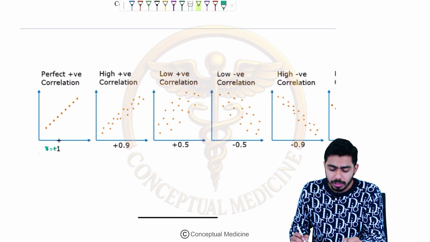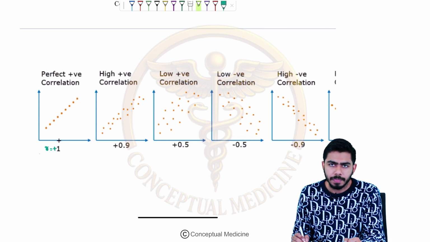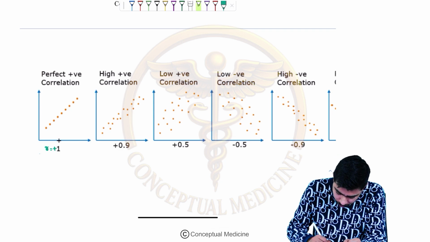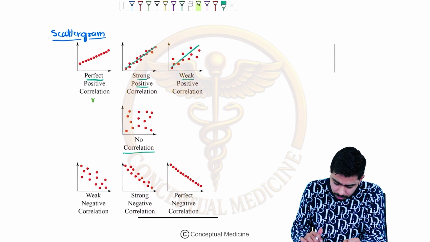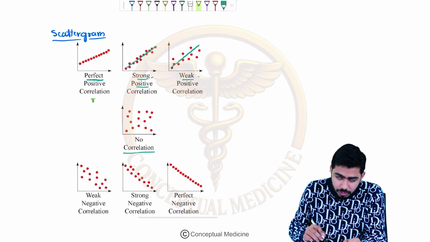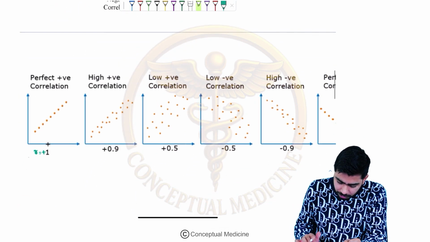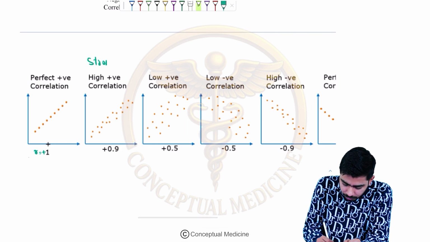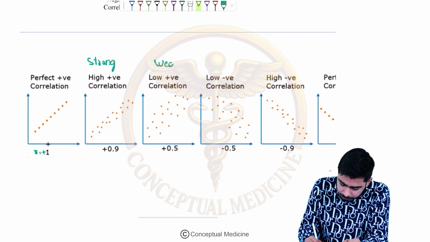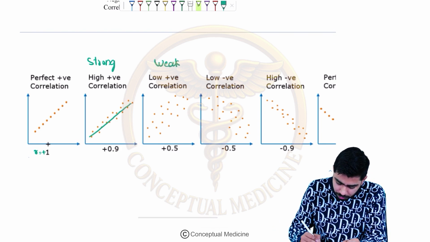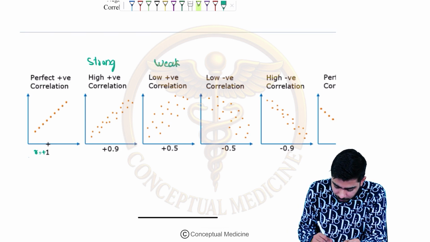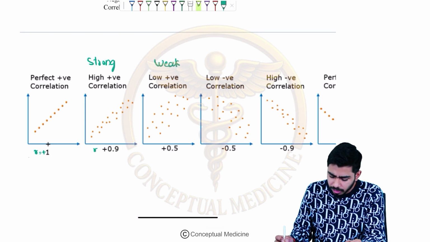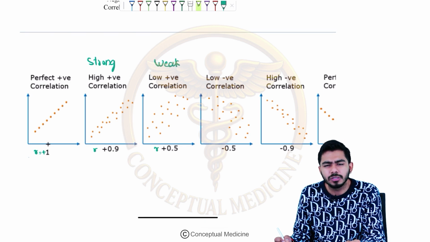Okay, if it is a high positive correlation, in that case you can see that it is the strong positive correlation. Look over here, this was the strong positive correlation and there was a weak positive correlation. As you can see, if you draw the line like this, it will be like this. So you can see the strong and weak positive correlation. Here the R will be approximately +0.9 and here the R will be approximately +0.5.